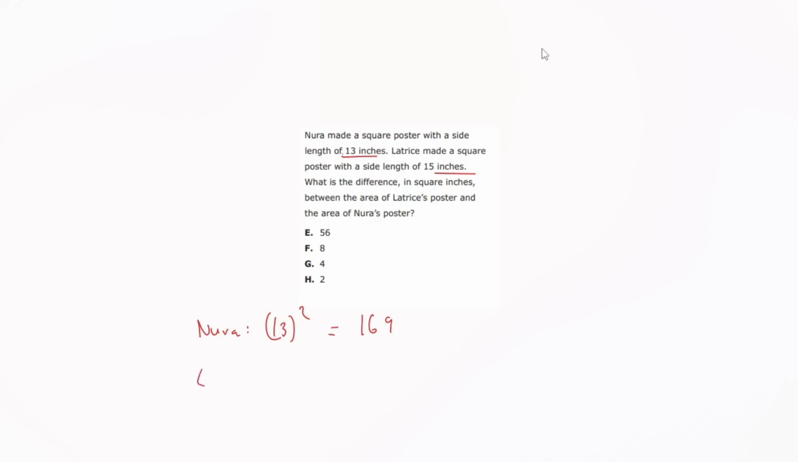And for Latrice, we just do 15 squared. And 15 squared is equal to 225, right? And to find the difference, all you do is 225 subtract 169. And we can figure out that 225 minus 169 is equal to 56. So therefore, the difference in area is going to be 56, so you can just circle letter E.